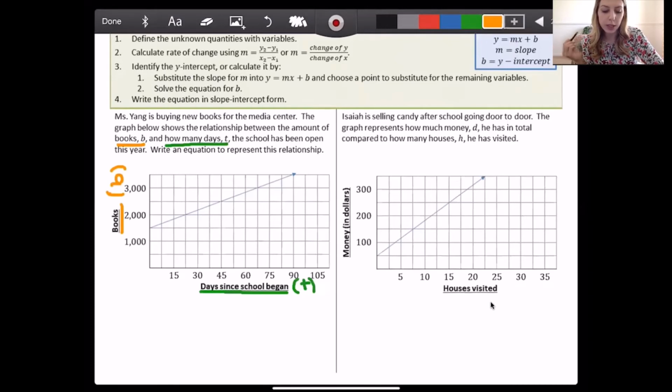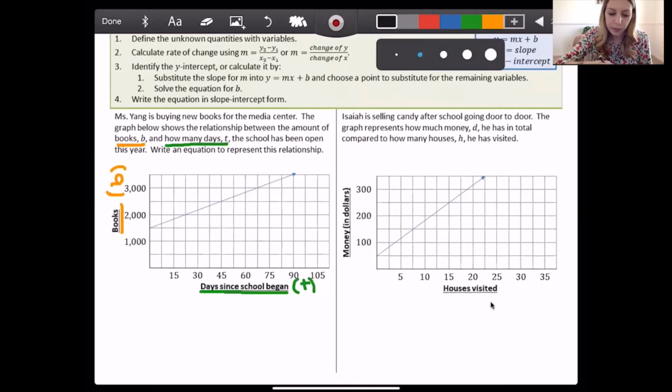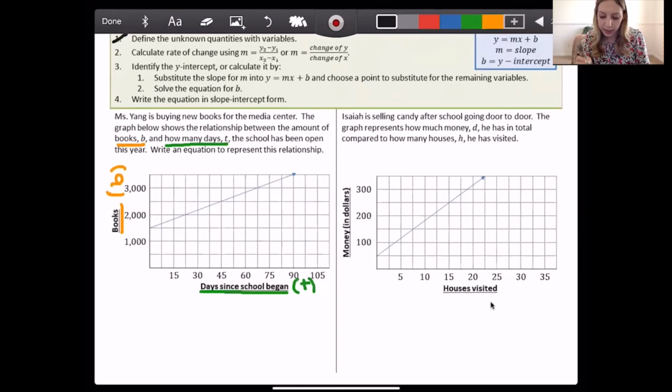Okay, so my first step, I need to define the unknown quantities with variables. I know that my x-axis is days since school began, and that's labeled as T. And then my books is my y-axis, and this is labeled as B. So step 1 is done. We know that the x-axis is going to be T, and my y-axis is going to be B. Now I need to calculate the rate of change using m equals y2 minus y1 over x2 minus x1. To do this, I need to pick 2 points from my graph.